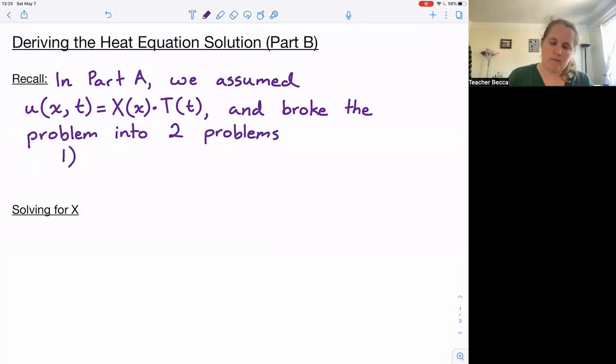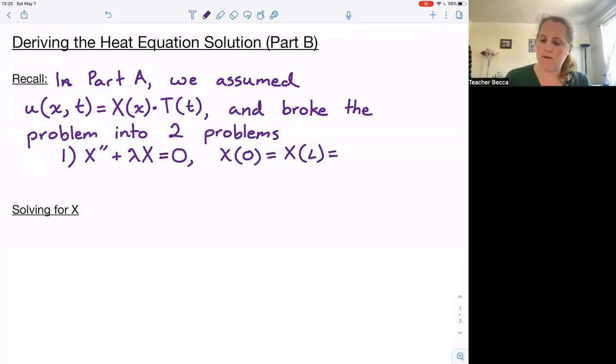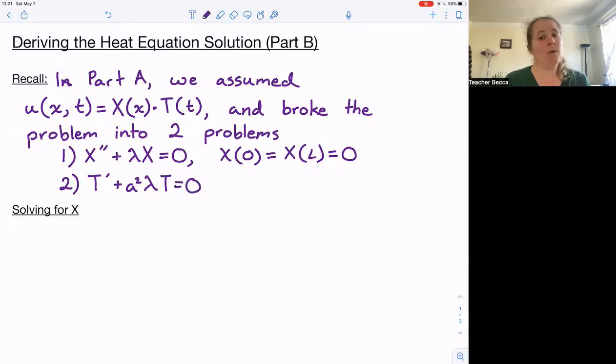Our first problem was that X double prime plus lambda X was equal to 0 with boundary conditions X of 0 equaling X of L equaling 0. And our second problem was that T prime plus a squared lambda T was equal to 0, and we had no initial conditions or boundary conditions on this part. So we are going to go ahead and solve these two problems separately.